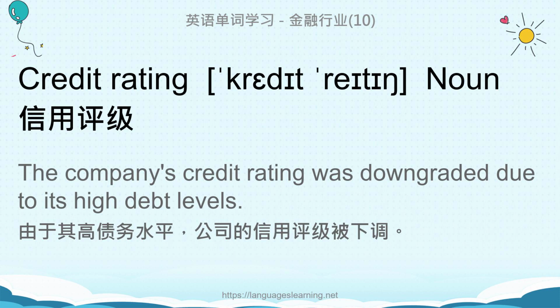Credit rating. The company's credit rating was downgraded due to its high debt levels.